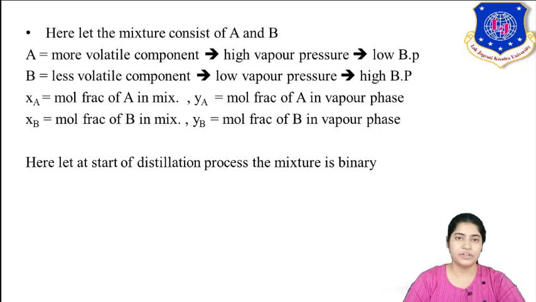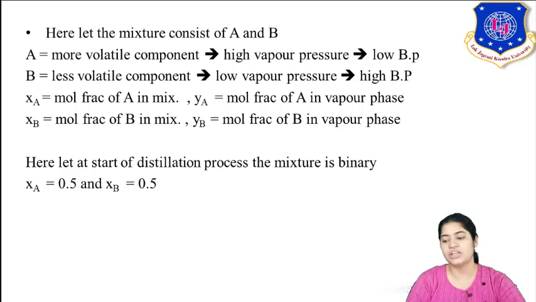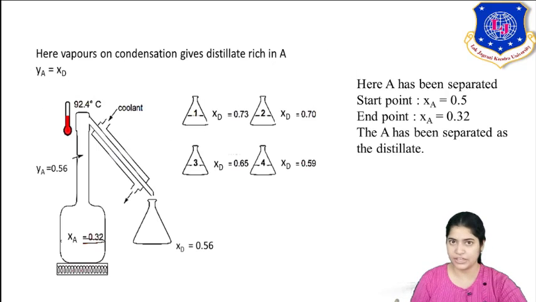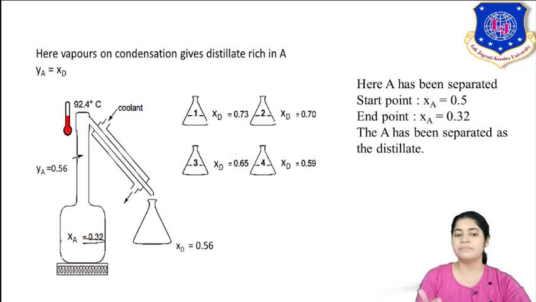So we took a binary mixture, and binary means consisting of only two components. Initially, what was my start point? XA was 0.5, XB was 0.5. But as I continue my distillation process, I am taking certain readings here. You can see how gradually the mole fraction of A is decreasing, because now B is also coming into the vapor phase.